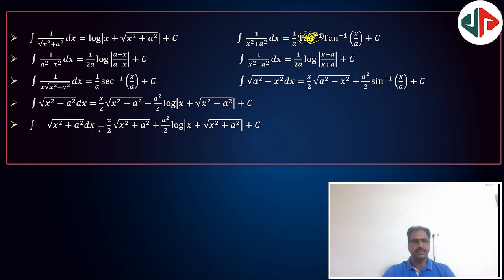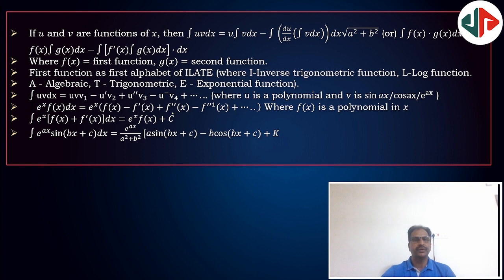Integral of root of x square plus a square is x by 2 root of x square plus a square plus a square by 2 log mod x plus root of x square plus a square. Next, if u and v are functions of x, this is known as integration by parts. Integral uv is equal to u into integral v minus integral of (integral v into u dash).